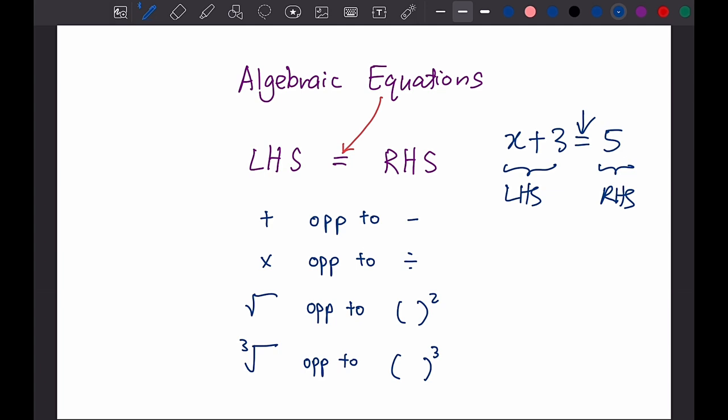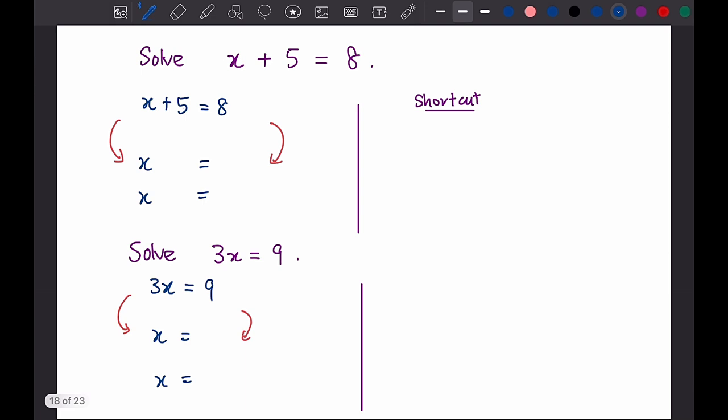So left hand side is opposite of right hand side, and positive is opposite to negative, plus opposite to minus, times opposite to divide, or multiplication is opposite to division, and then you also have square root opposite to square, and then cube root opposite to cube. Alright, and so next, let's look at a simple example.